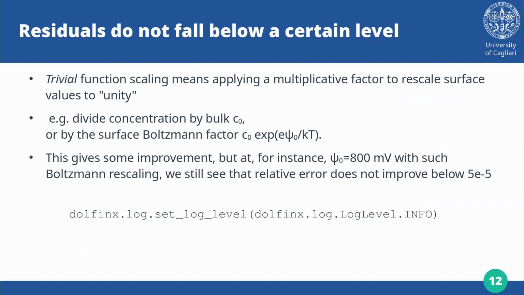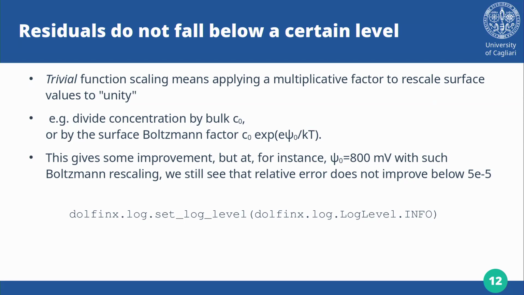So first, scaling. The simplest way of scaling is just getting a non-dimensional form by, let's say, in terms of the concentration, we divide by the bulk concentration, or possibly divide by the Boltzmann factor, the concentration of the counterion. That gives some improvement. We can get up to 400 millivolts. But above that, there's an issue I'll show.